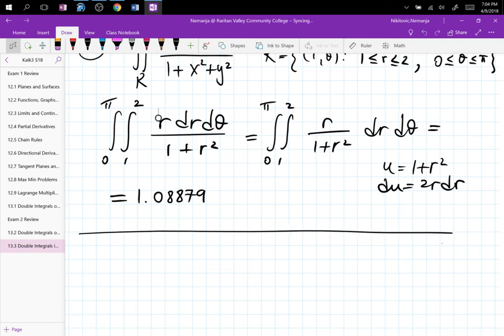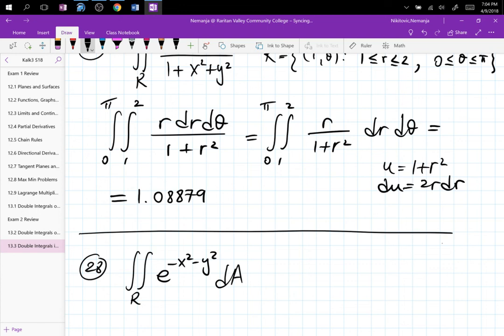Now this problem was too obvious. Problem 28 says e raised to the negative x squared minus y squared dA. And the region R is given in rectangular coordinates xy such that x squared plus y squared less than or equal to 9. See that?